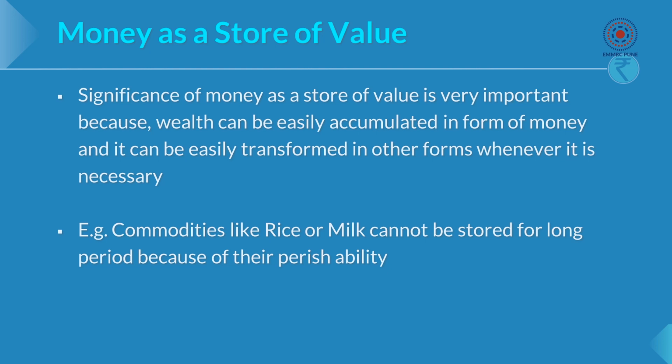People choose to hoard a part of their wealth in the form of cash money. Money can be stored without any decline in its value, whereas other commodities like rice or milk cannot be stored for a long period because of their perishability. Money is the most liquid asset and it is easily convertible.